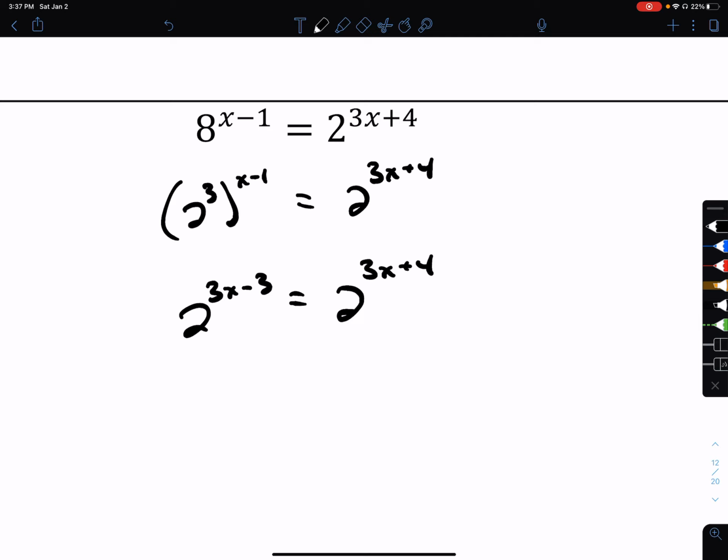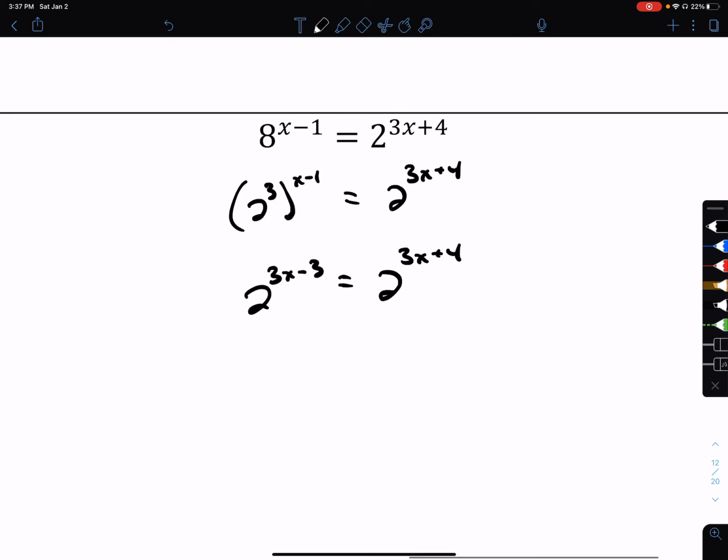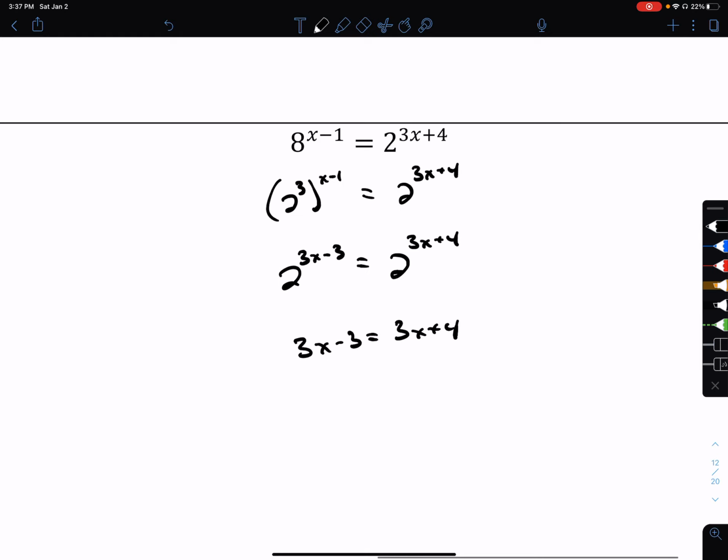One of the log IDs for exponential equations is if you have an equation in which you have an exponential on both sides, only one, no other terms, and they have the same base, you can set the exponents equal to each other. So we could say 3x minus 3 equals 3x plus 4. Now it's just a linear equation.